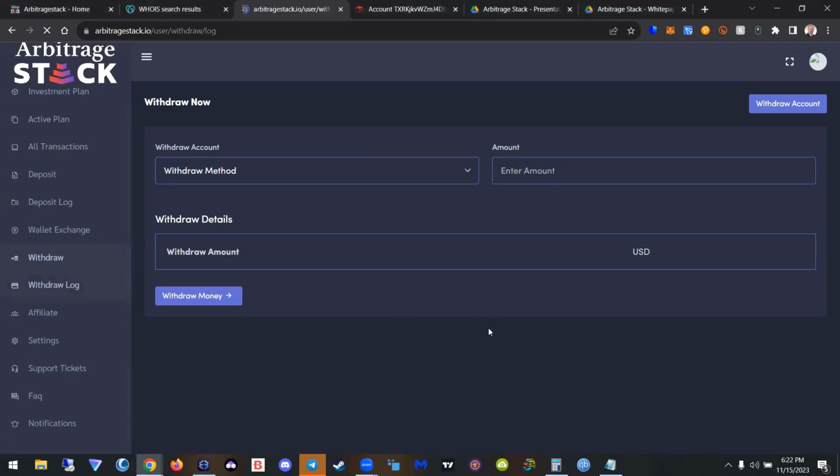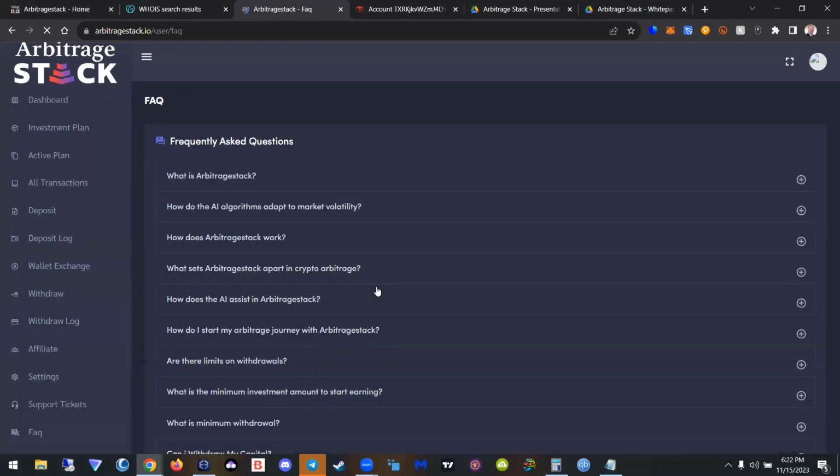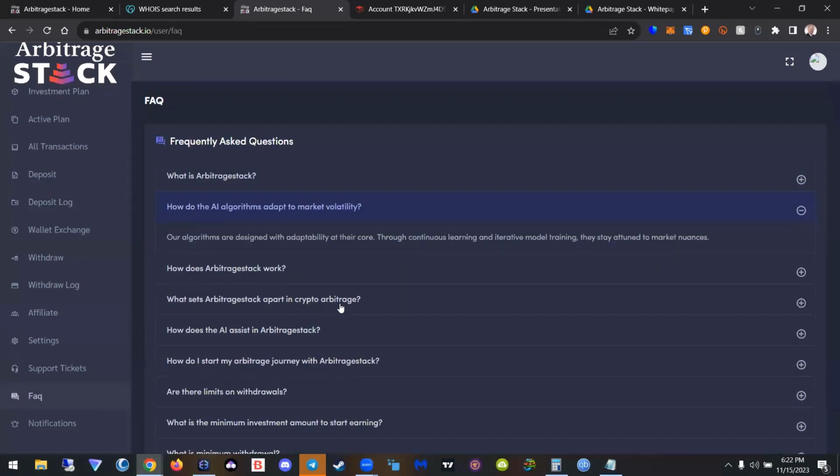Here's my withdrawal log. $20, $100. Again, the FAQ section is basically the same thing that's on the main website. What is arbitrage stack? How do algorithms adapt to market volatility? Yeah, how do they? Well, our algorithms are designed with adaptability at their core. Oh, so that's how they adapt. They're designed with adaptability. That doesn't make any sense.